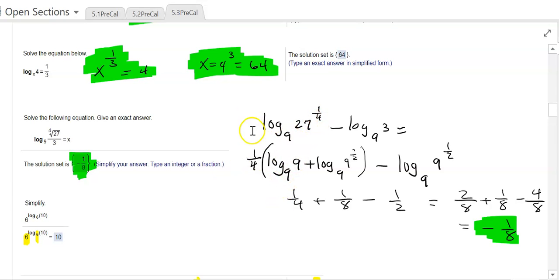And then here, I'm just rewriting everything. So we have a root power. It's the same thing as a fractional exponent. And then I bring that out to the front. So that is a rule of logarithms. Anytime we have something to a power, we can bring that out the front.